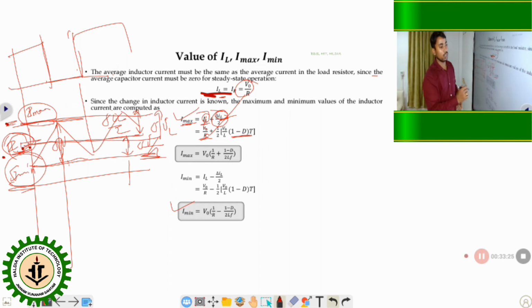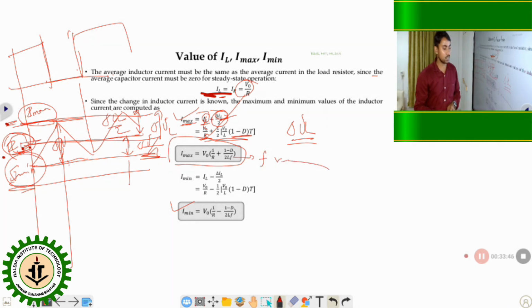What is F? F is the frequency. Clear? From the time period, the frequency is equal to 1 by T. So in place of the time period, we put here the frequency, and here we can calculate this I max. According to the same, we also calculate the I minimum value.